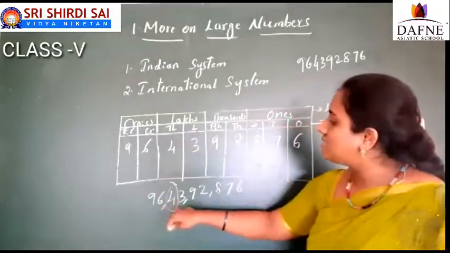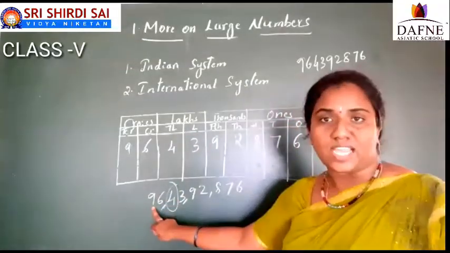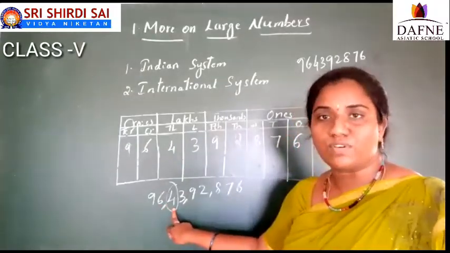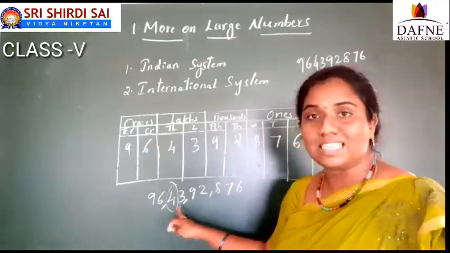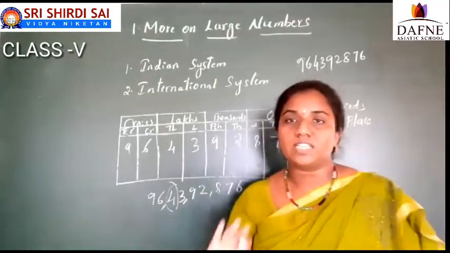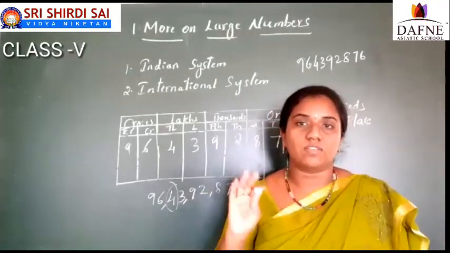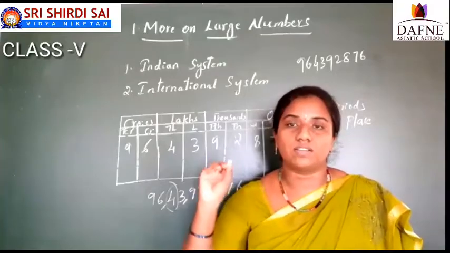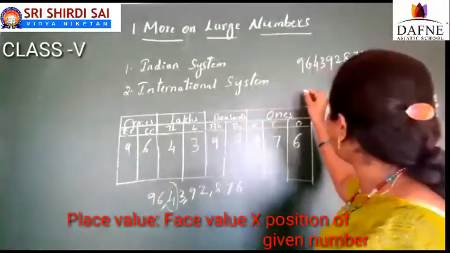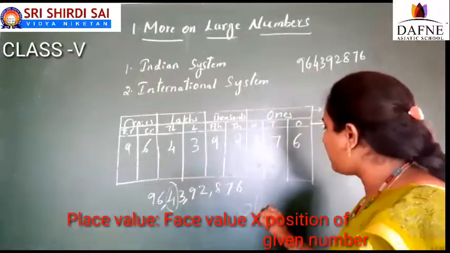That means, see here, the face value of 9 is 9 only. The face value of 6 is 6. The face value of 4 is 4. The face value of 3 is 3. And the face value of 8 is 8. So face value is nothing but the number itself. Now coming to the place value. What is meant by a place value?